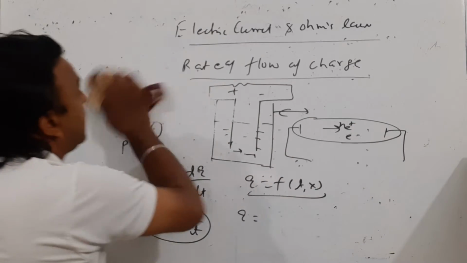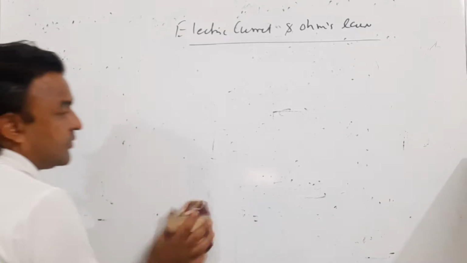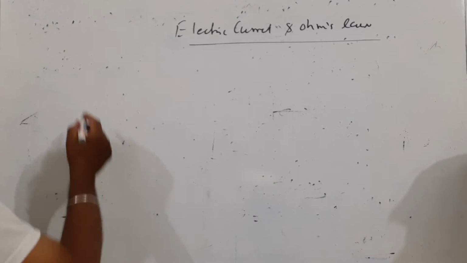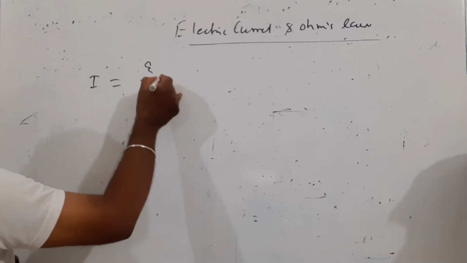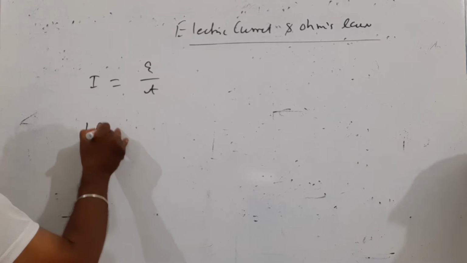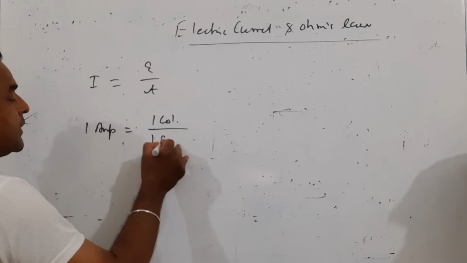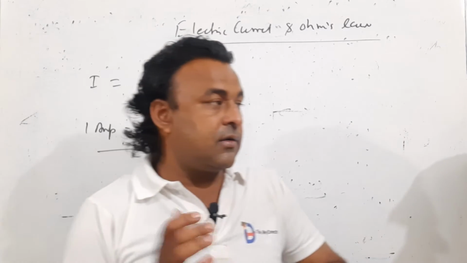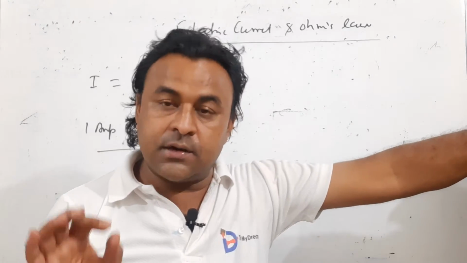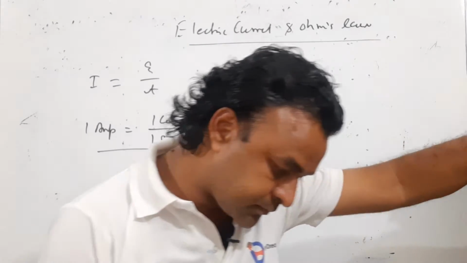Further, its unit, I hope you remember, the unit is ampere, where I equals q upon t. 1 ampere is equal to 1 coulomb per second. If through a wire 1 coulomb of charge per second is flowing, then we say that 1 ampere current is flowing through that wire, right?